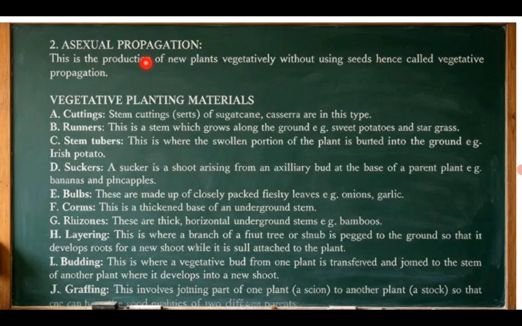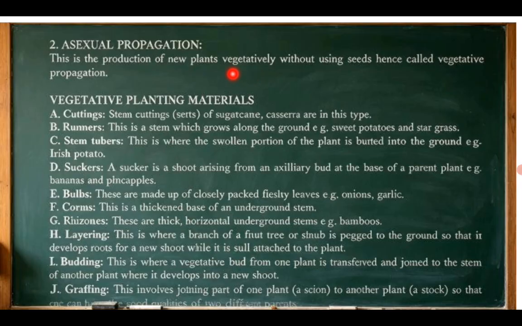This second type of propagation is called asexual. When "a" is placed before a word, it means without. So asexual means without sex, without exchange of, or without a fusion of male and female gametes. Okay, so asexual reproduction refers to the production of new plants vegetatively.